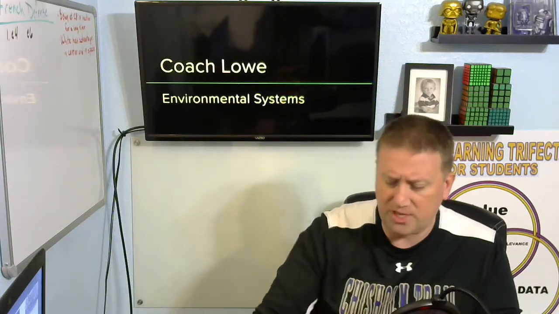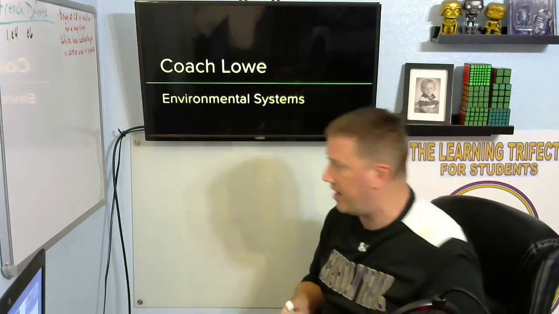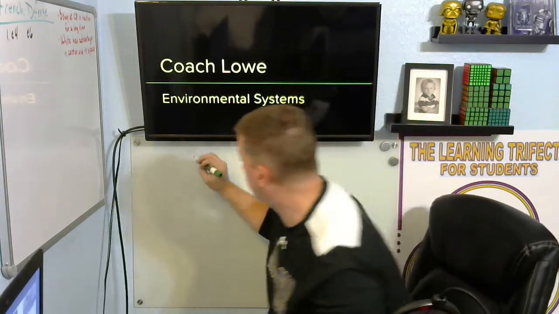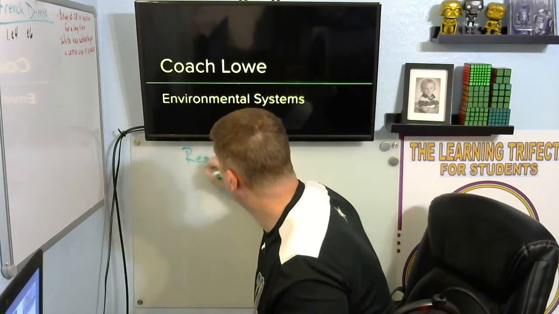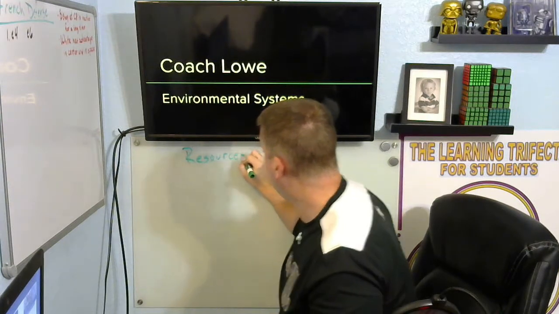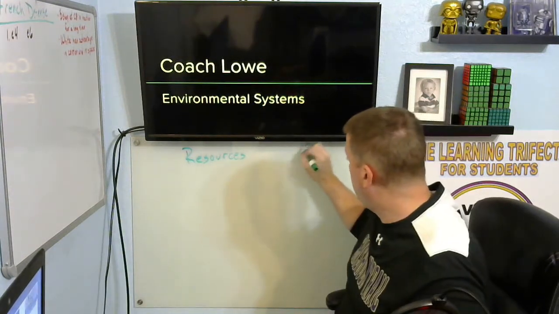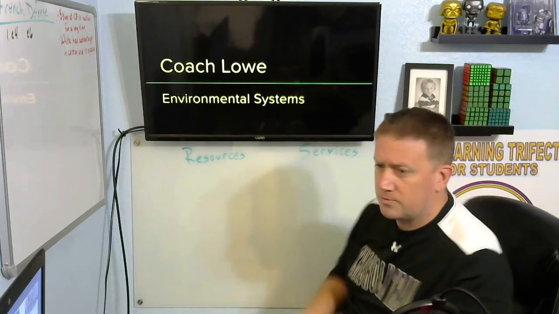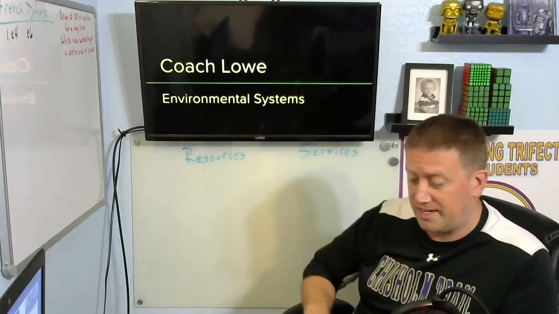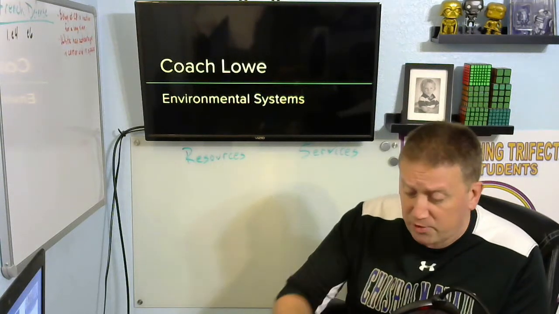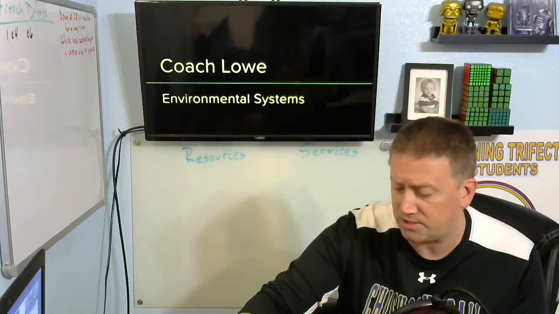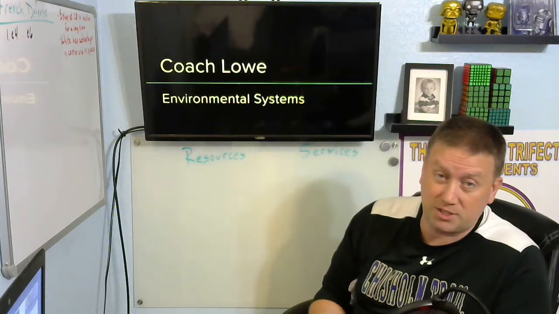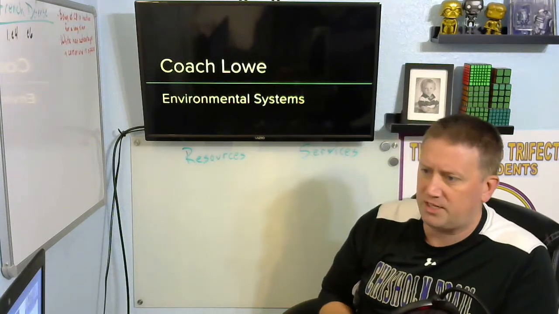So, the two categories of things we use from the environment, we call those natural resources and natural services. So, resources and services. Most people have heard of resources, and most people know of some natural resources that humans use. Those are pretty easy to think of.